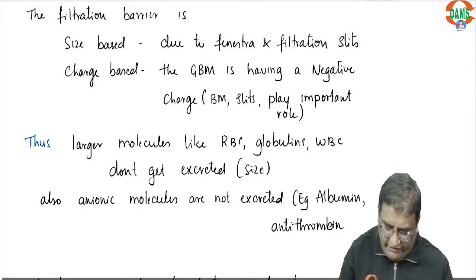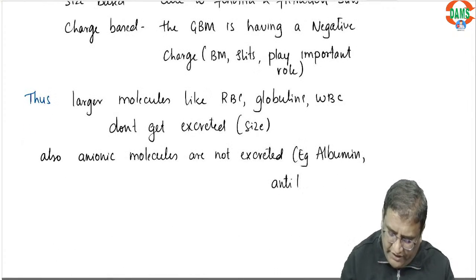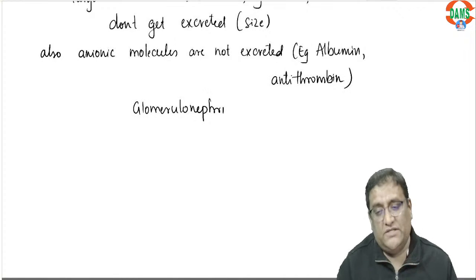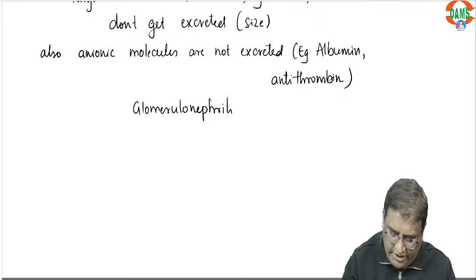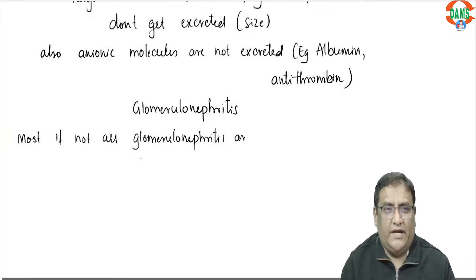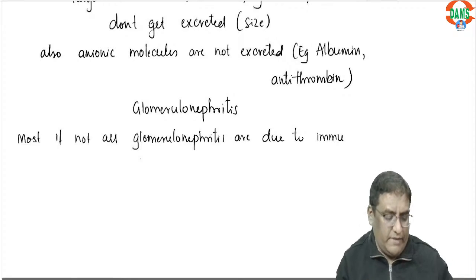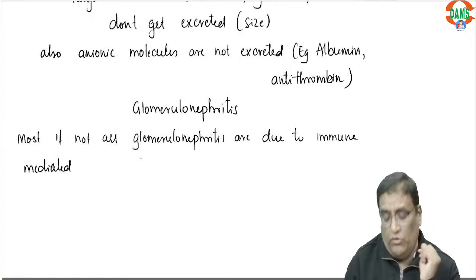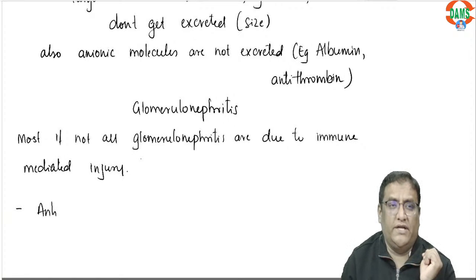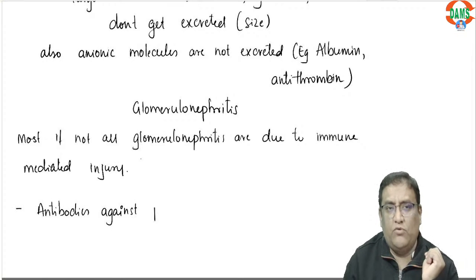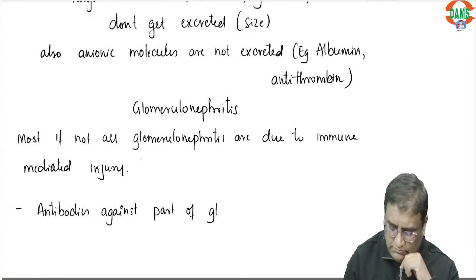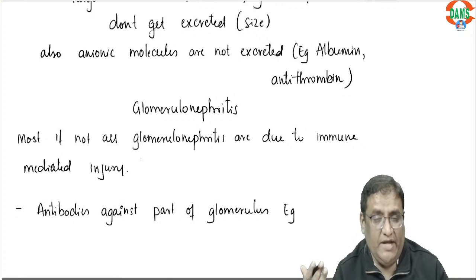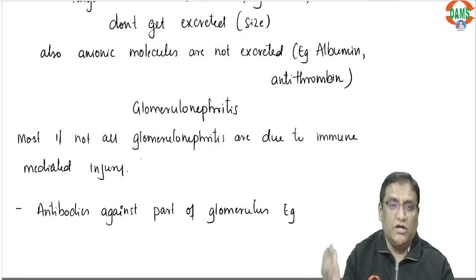So let me talk about glomerulonephritis. Most of the glomerulonephritis are immune mediated injuries. We all know this. If not all, most of them, right? A few of them might not be, but mostly what we see clinically are immune mediated glomerulonephritis. These immune mediated injuries could be, one, antibodies against part of the glomerulus. It is a type 2 hypersensitivity. There can be antibodies against any part of your glomerulus.